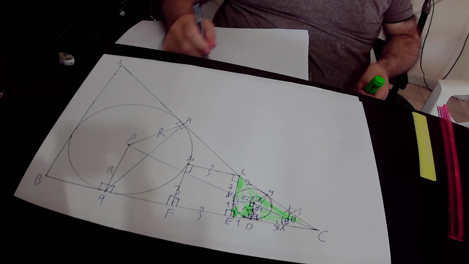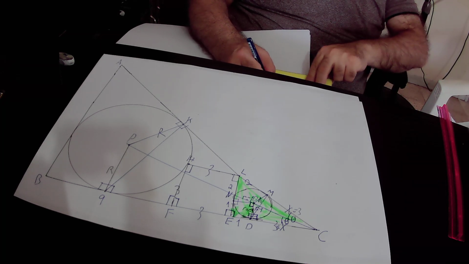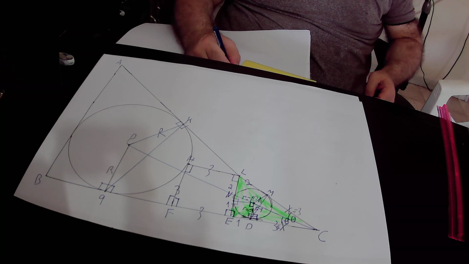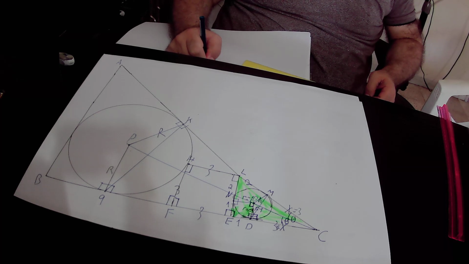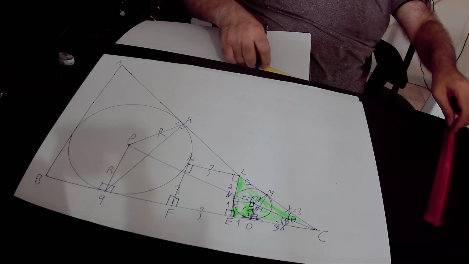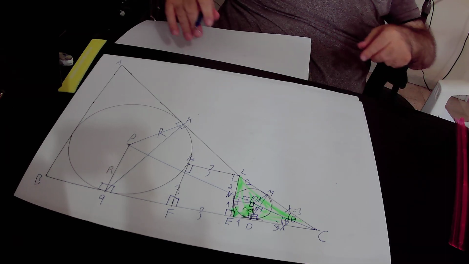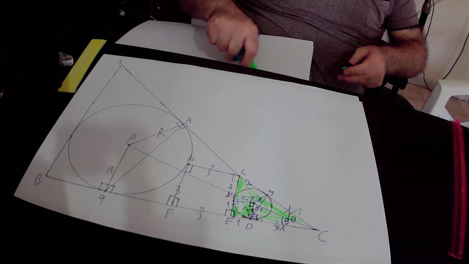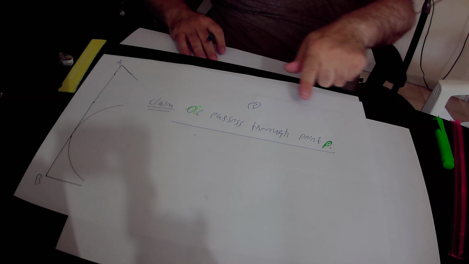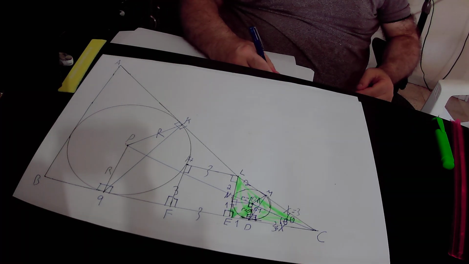So, we will prove our claim, which is that the angle bisector OC passes through point P. Repeat again on the claim. Our claim is that angle bisector OC passes through point P. So we'll prove the claim in a negative way.